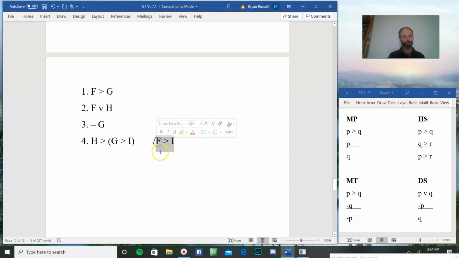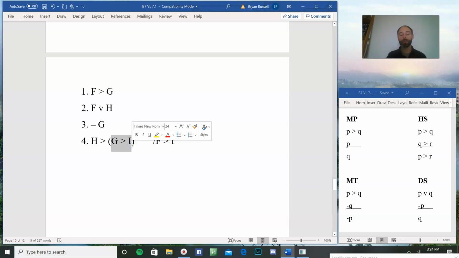Now that's a horseshoe as the answer. One thing we might do if we're given the horseshoe as an answer is look to a rule that has a horseshoe as the thing we get in the end. And if we look, we see hypothetical syllogism is the rule that we have where we get a horseshoe at the end. So what do we need to get there? We need 2 other horseshoes. So do we have 2 other horseshoes here? We do. Here we have F horseshoe G, and we also have G horseshoe I.